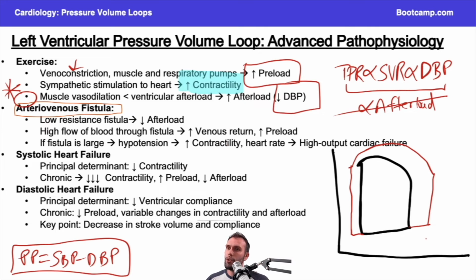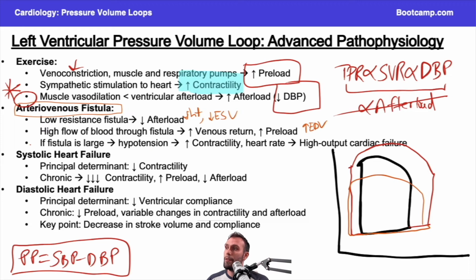venous circulation. And so what I'm going to get is, because of the afterload, I'm going to get a decreased height, right? I'm going to get a decrease in end systolic volume. And because of the high flow and the increased preload, I'm going to get an increase in end diastolic volume. And so my curve is going to look something like this.